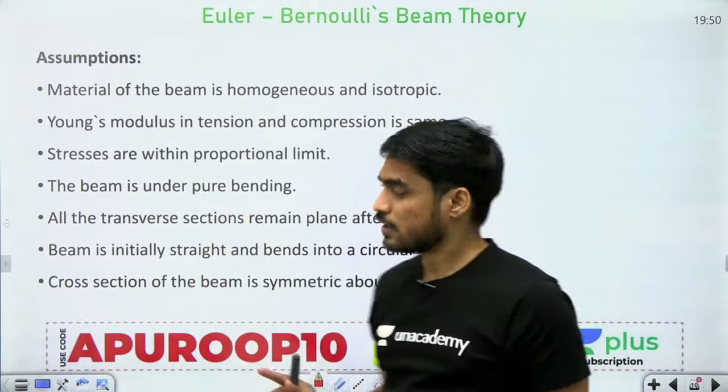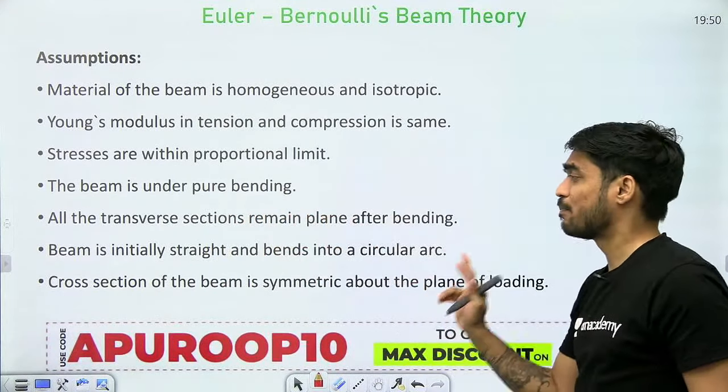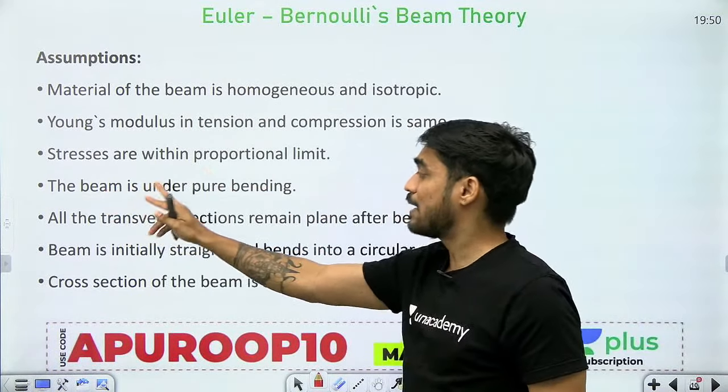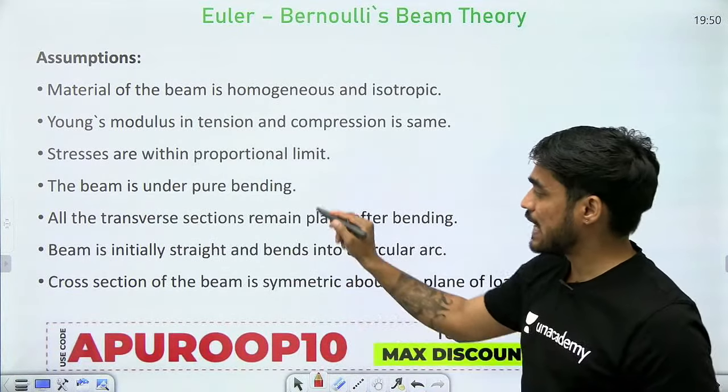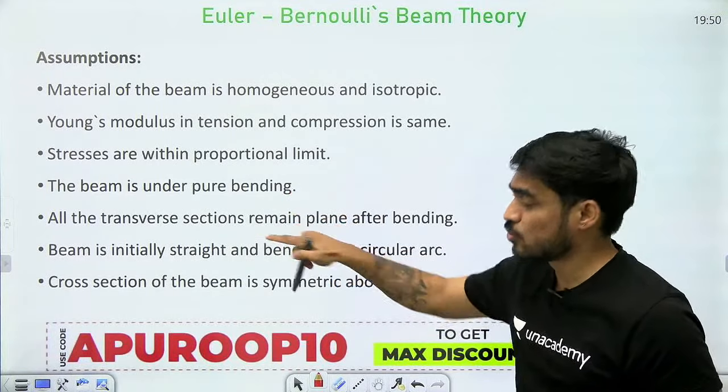Yes? Now, the next assumption is that the beam is under pure bending. Now beta, this point, the beam is under pure bending, why is it important? It is related to the next point.